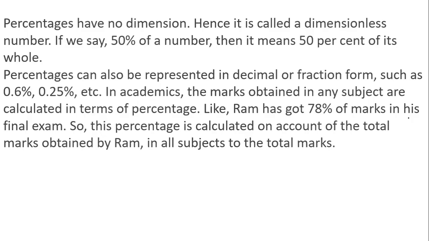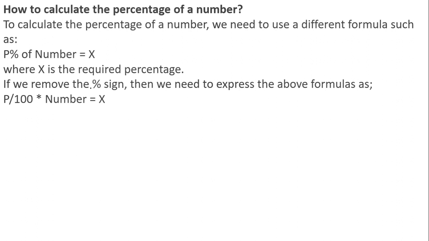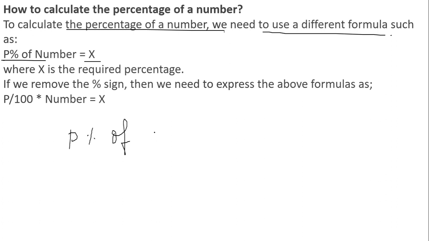Moving on to the next slide, where we will be learning how to calculate the percentage of a number by the traditional as well as the shortcut method, which will also be explained in this class itself. To calculate the percentage of any given number, we need to use a formula: p% of x. For example, let us consider p% of 20 is x. So what is x? x is the required percentage. We need to understand these terms.